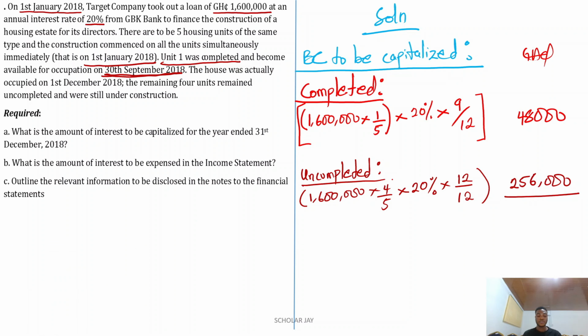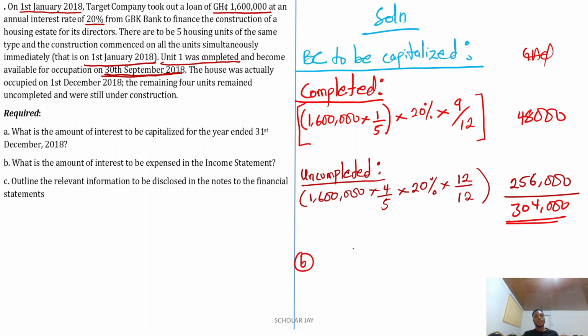So if we add the 256,000 plus the 48,000, what are we going to get? We are going to get 304,000. So what it means is that this 304,000 is what must be added as part of the cost of the asset. Are you getting the picture? So this is A. Let's look at B.